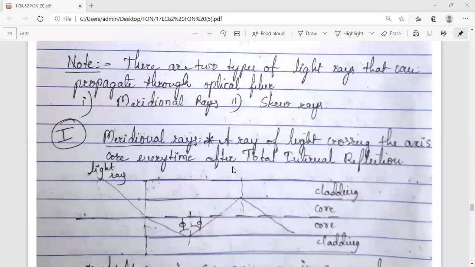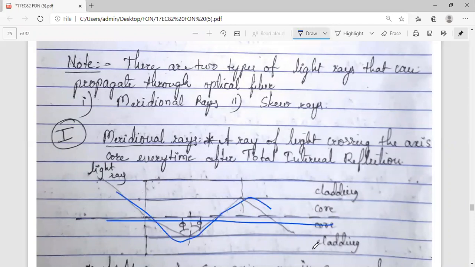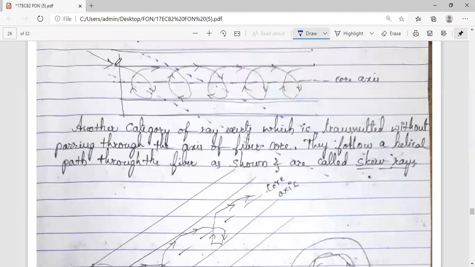For meridional rays, the acceptance angle, which we derived under the ray theory of transmission, is sine theta A equal to the numerical aperture. That is a ray which will cross the center axis of the core. This is your core axis. The light which travels inside the core will cross the axis while going through total internal reflection. That is meridional.